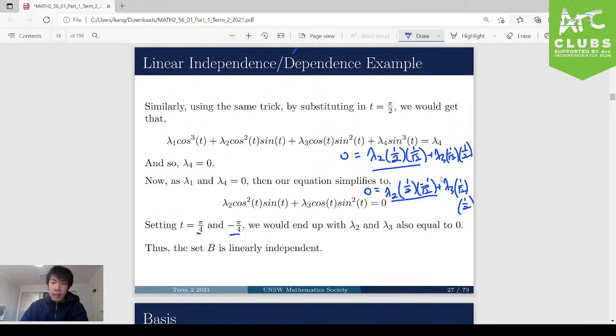Because for example, if you add these two equations, these two terms here will cancel. Then you have lambda 3 times something equals 0, so lambda 3 must be 0. And then if lambda 3 is 0, lambda 2 must be 0. Okay? And so the set B is linearly independent. Okay, because all the lambdas equal to 0.